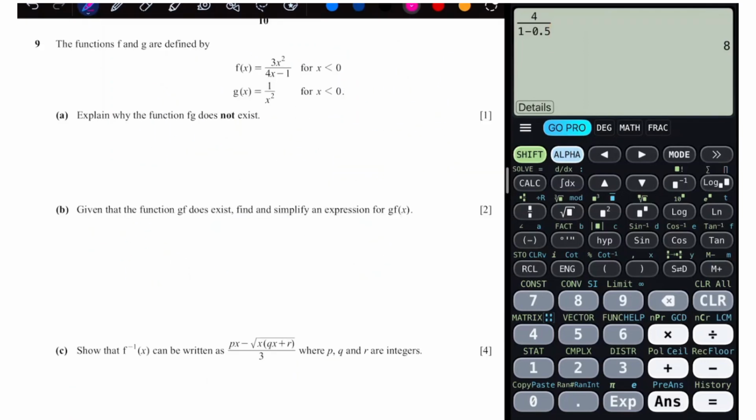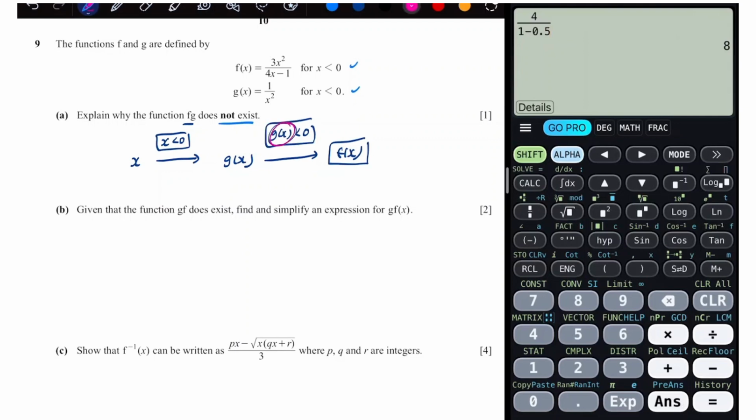The functions f and g are defined by this and this. Explain why the function fg does not exist. fg(x) means that x will be put into g(x) first, and after that we put that into f(x). Now x is less than 0. This is the domain that you have to follow when you put into g(x), and in order for f(x) to exist, your g(x) has to be less than 0. So we'll look at this part.